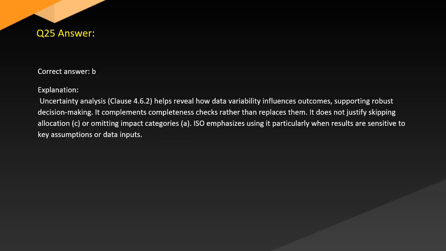Answer. Correct answer: B. Explanation. Uncertainty analysis, Clause 4.6.2, helps reveal how data variability influences outcomes, supporting robust decision-making. It complements completeness checks rather than replaces them. It does not justify skipping allocation (C) or omitting impact categories (A). ISO emphasizes using it particularly when results are sensitive to key assumptions or data inputs.